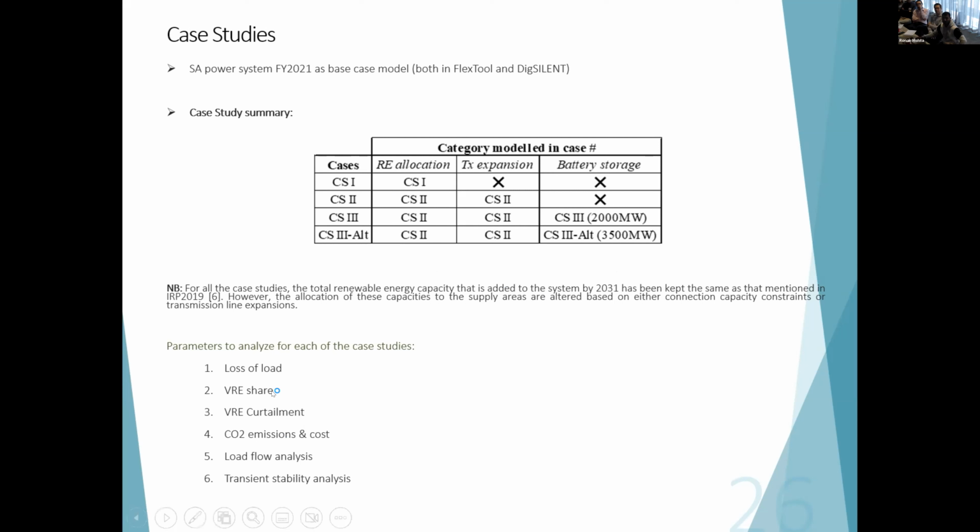And for each of the cases, we will be using these parameters to visualize the system much better. So the first 4 would be analyzed in Flextool, and a part of my master's would be to carry out power systems analysis in DIgSILENT as well. So the parameters load flow analysis and transient stability analysis will be carried out in DIgSILENT.